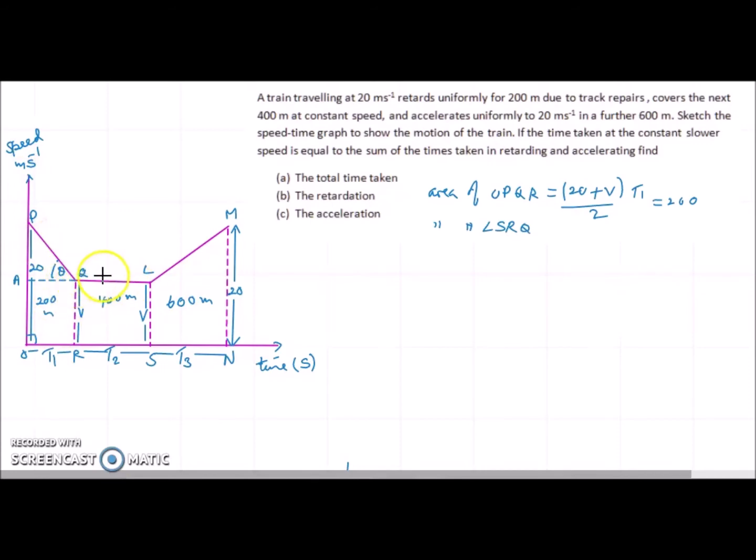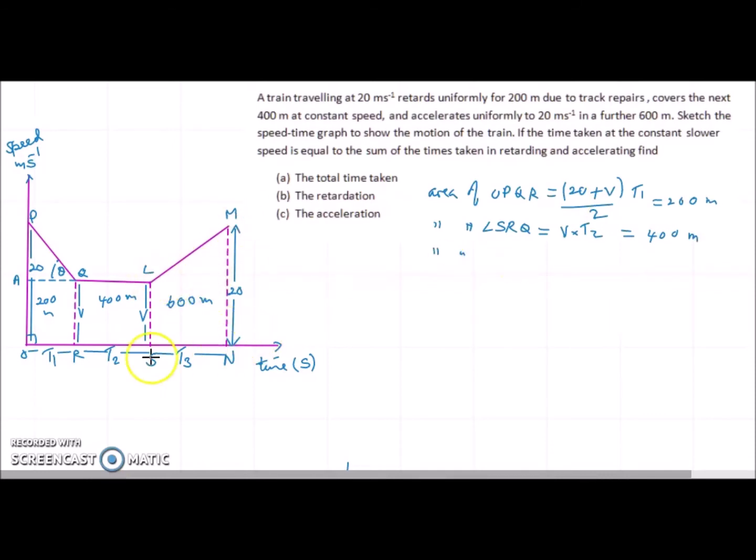Similarly, what is the area of this rectangle? That is LSRQ. That is equal to V into T2. We equate that to 400. That is in meters, 400 meters. This for 200 meters.